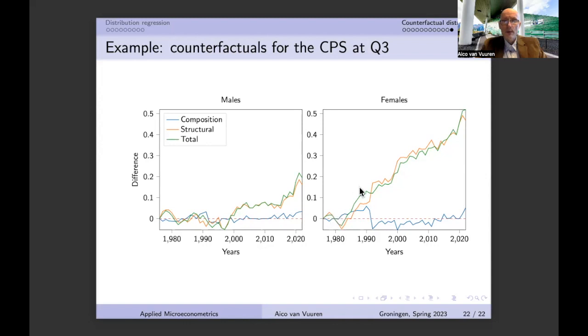However, for women we now see such an enormous increase with respect to the wages, which is even larger here, about 50%. Also here we don't see any composition effect, and that implies again that these women did not have low levels of education, but they did not change their education level too much. They were already very highly educated. We do see that, again, the structural and the total effect are more or less the same.